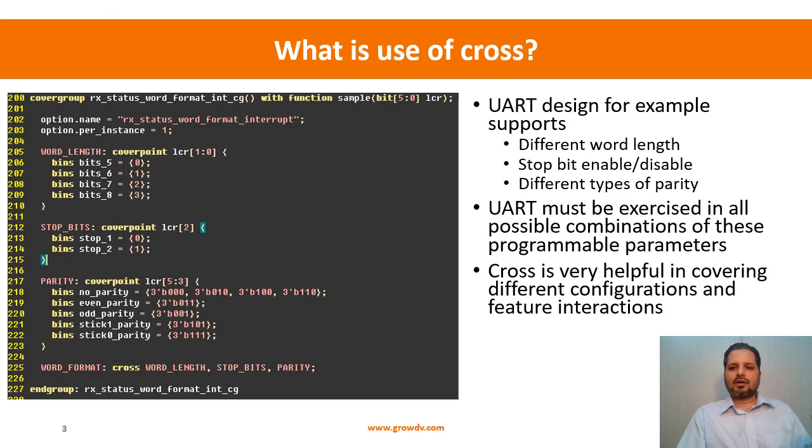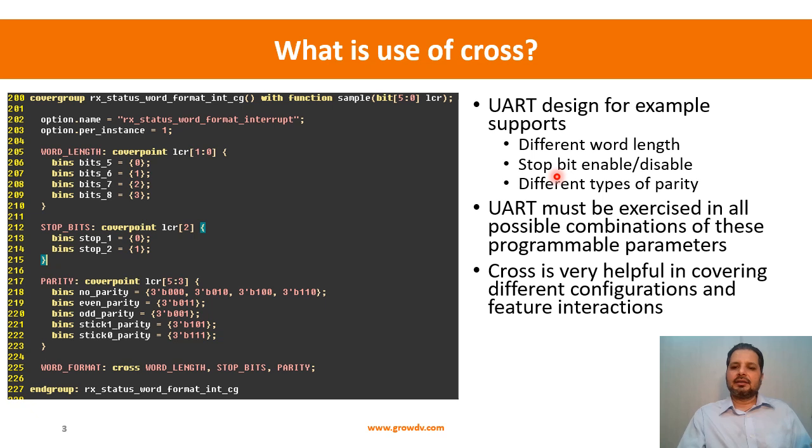Let's look at one more use case for the cross, and then we'll go into the details of how to define various bins and how to manage them. So take a UART design, for example. As we know, it is capable of serially transmitting and receiving data, and you can configure the word length, that's how many bits you want to program once in a parallel format that gets converted serially and transmitted.